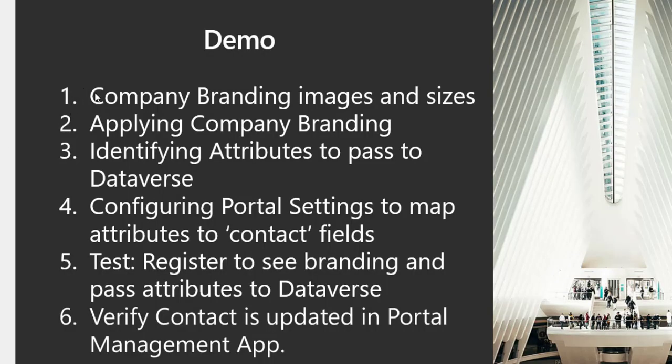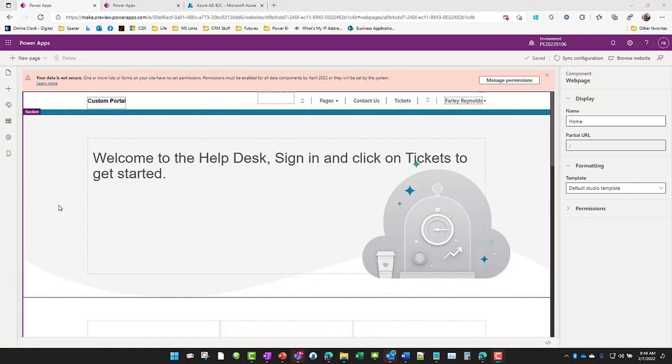So we've talked about company branding, images, and sizes. We've applied some company brandings. We've identified attributes to pass to Dataverse, and we configured the portal settings. Now we're going to test by registering to see the branding and passing attributes to Dataverse. Then we'll go into the portal management app and verify that the contact record is updated. So let's go to our portal and sign up and see what's going down.